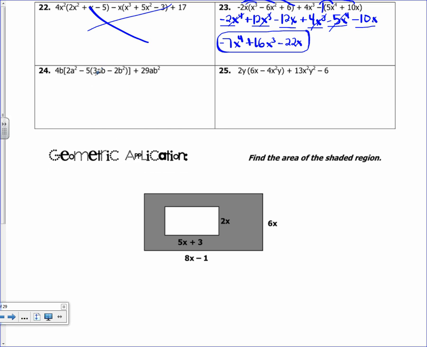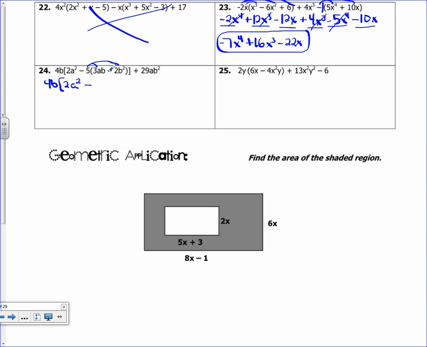All right. Now this one's pretty crazy. So notice that there's brackets and there's parentheses. So actually make sure you distribute this negative 5 in this parentheses first. That'll be our first step. Distribute this negative 5. And that's all we'll do for now. So that 4b stays on the outside. We still have the 2a squared for now.